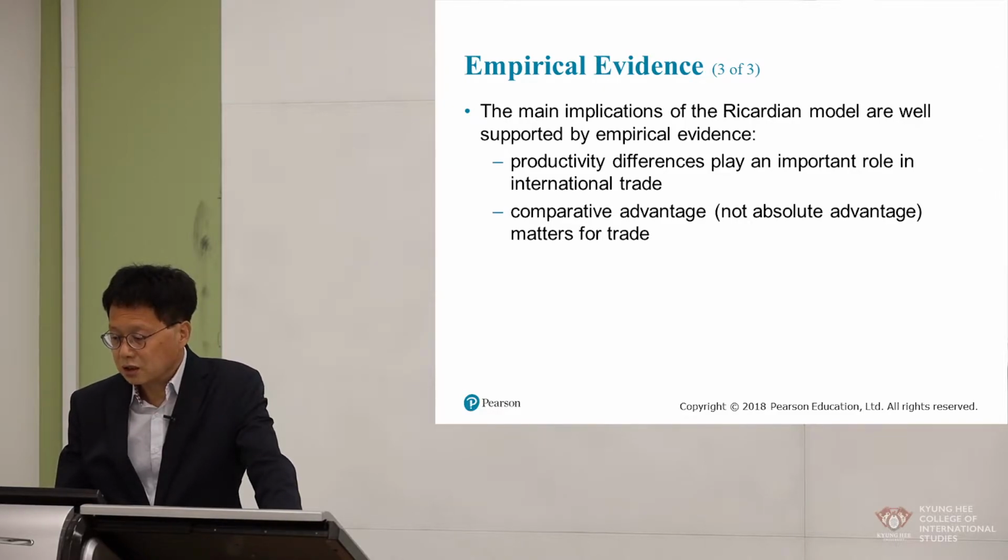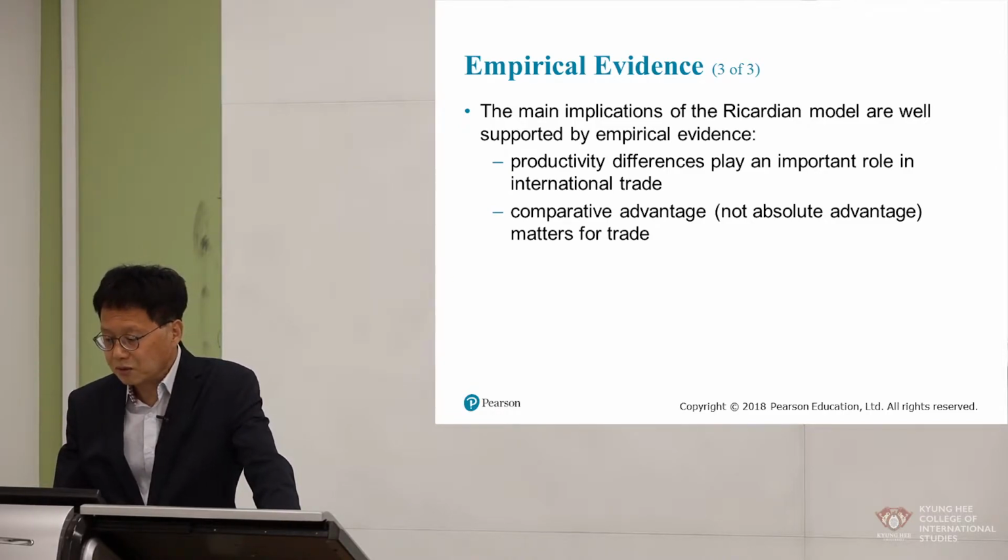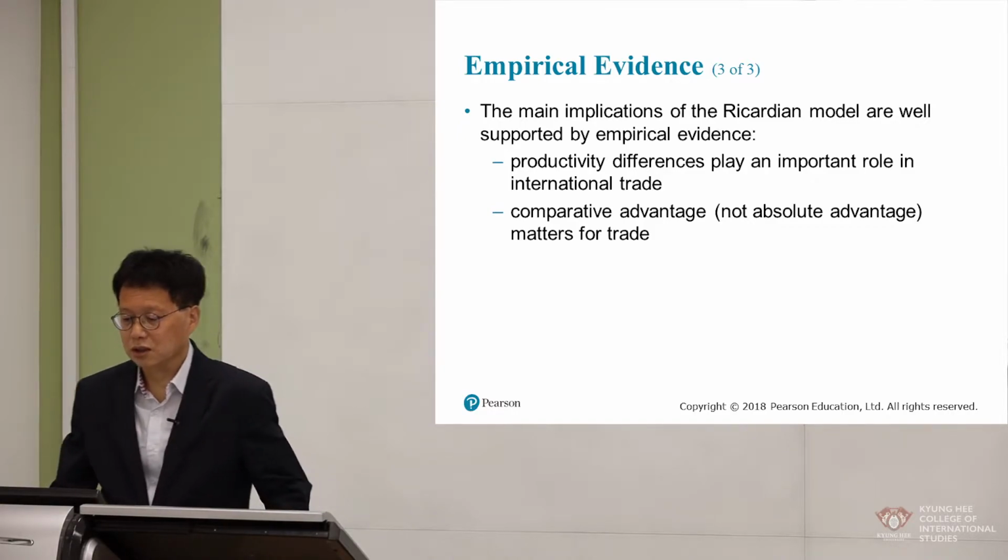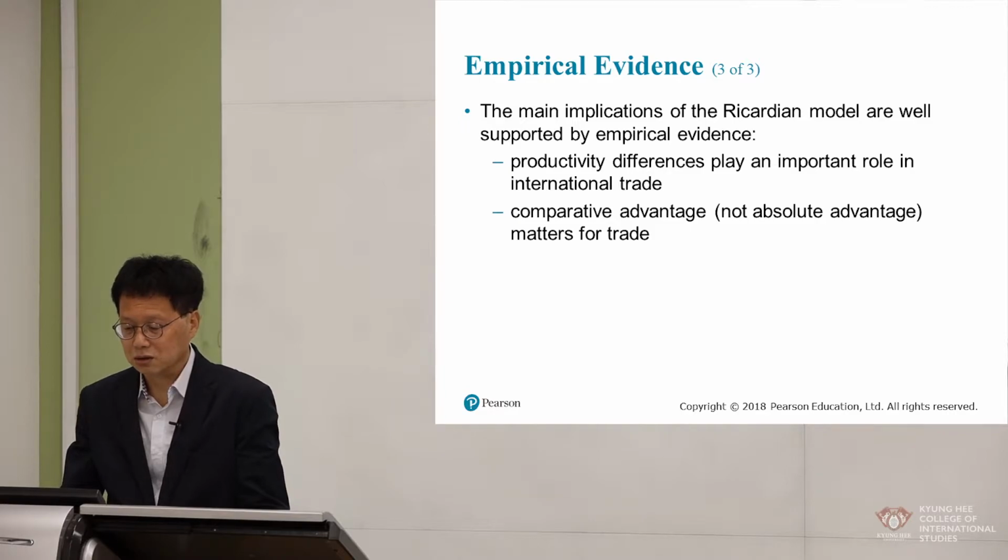The main implications of the Ricardian model are well supported by empirical evidence. Number one, productivity differences play an important role in international trade. Differences in productivity or technology are the reason for trade between countries, right? And number two, comparative advantage matters for trade instead of absolute advantage. Okay? That is the conclusion and result of the empirical evidence.